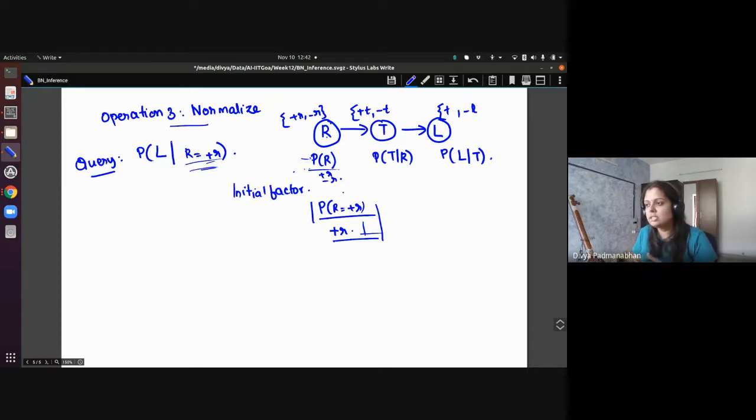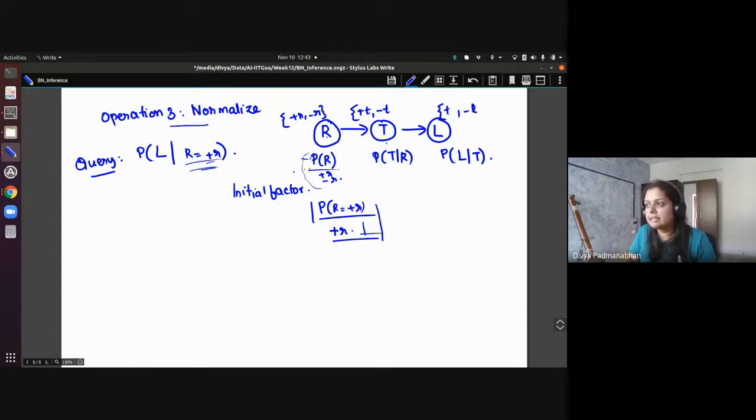So what you do is you just zoom into this part of the table P of R, where it has only plus R. You just zoom into that part. This kind of thing where you pluck out only some part of the table in database management is called a project. It's just jargon. What you do is, in the initial factor, you only keep the parts which have plus R.